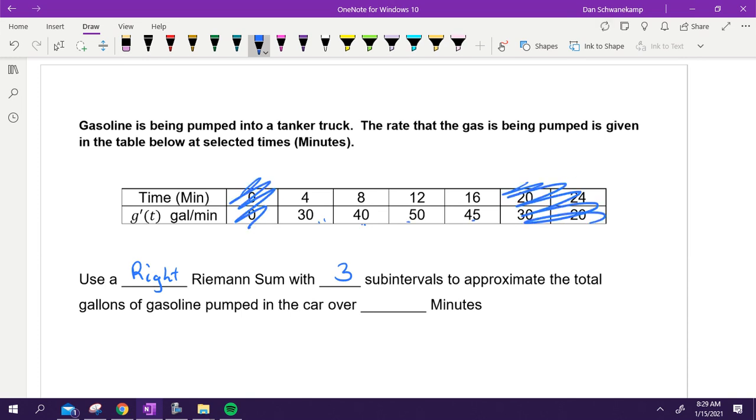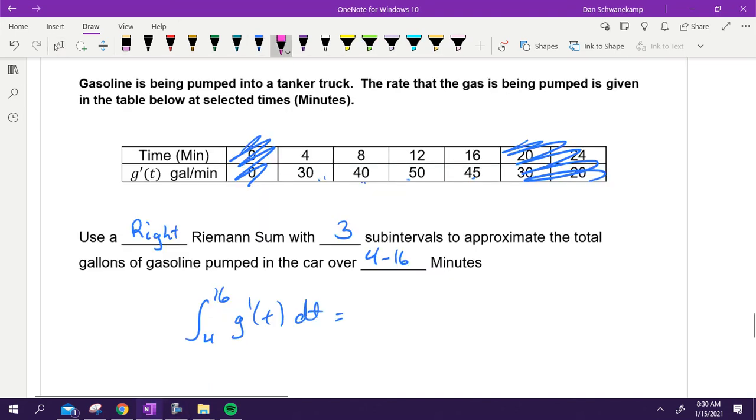Now let's go 3. To figure out the total gasoline pumped in the car over that time. So let's go integral from 4 to 16. Do it. Intervals. So I should have 4 numbers. I do. Boom, boom, boom. My first span is 4. Which number am I using if I'm doing right Riemann sum?